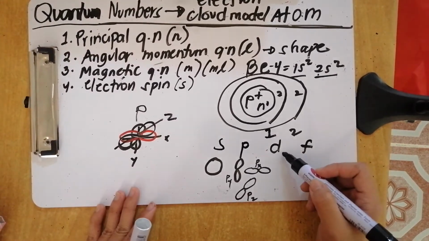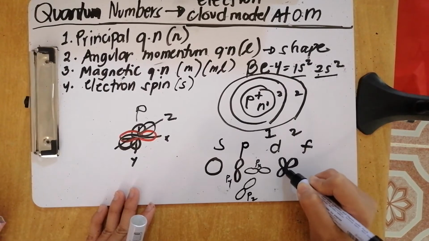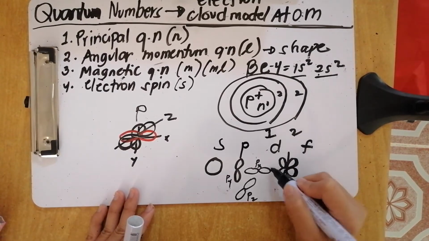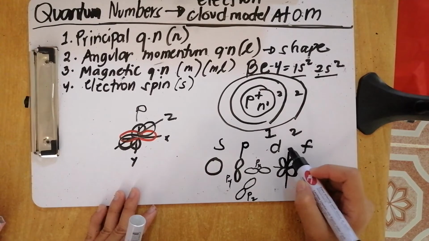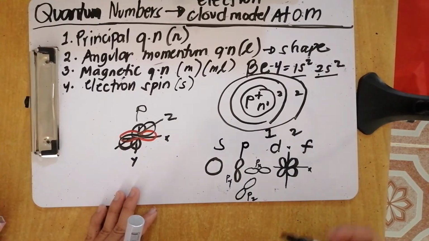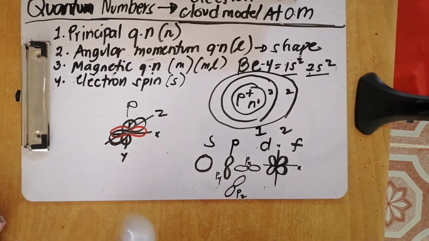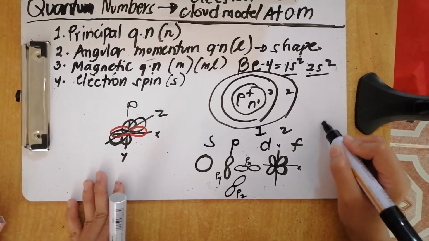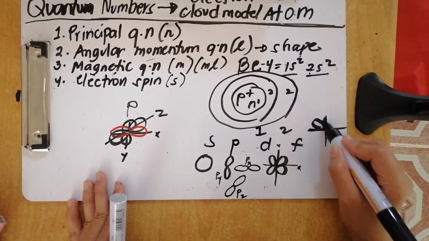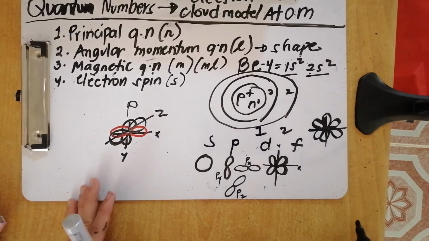And then for D, the shape is like a clover. So 1, 2, 3, 4, and so this is the y-axis and then x-axis. It looks like a clover. And then for F, it could be 6 lobes or 8 lobes. So sometimes they can look like this. So 1, 2, 3, 1, 2, 3, like that.